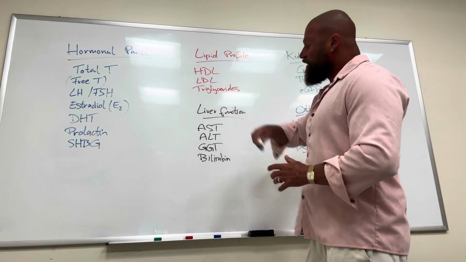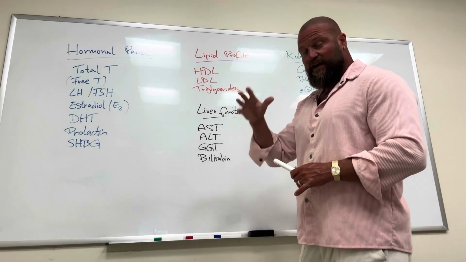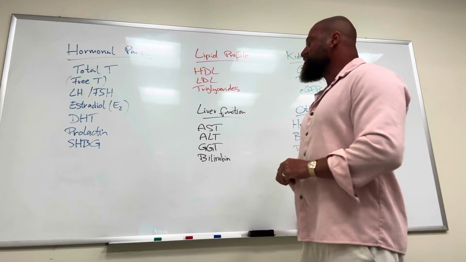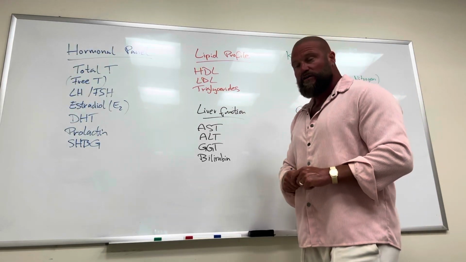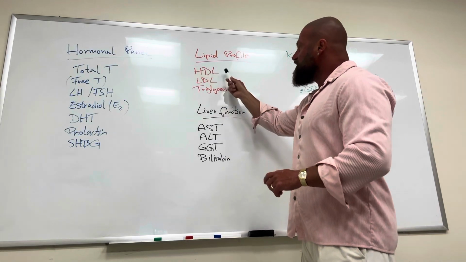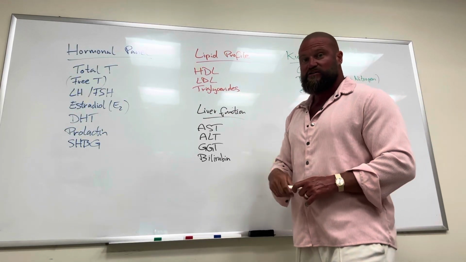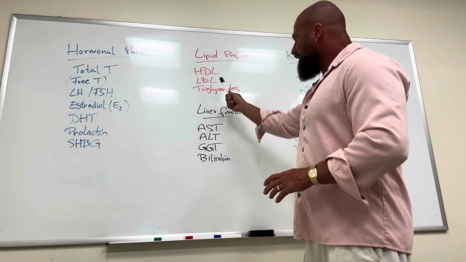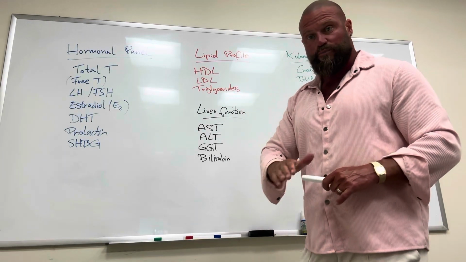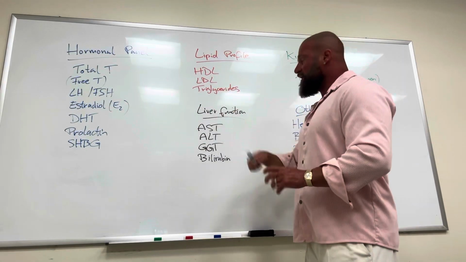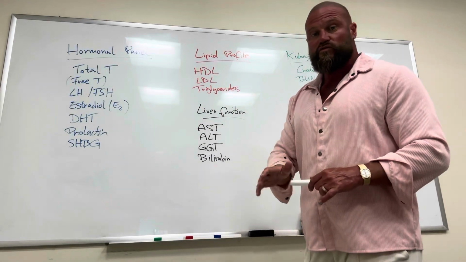So HDL, we want high HDL, and anabolic steroids are known to decrease HDL, especially oral steroids. So we want to make sure that we stay in healthy ranges. LDL can also increase with anabolic steroids. The bad cholesterol, we want to keep that low. Okay, HDL, we want to keep it high. LDL, we want to keep it low. And triglycerides, we want to keep that low as well.